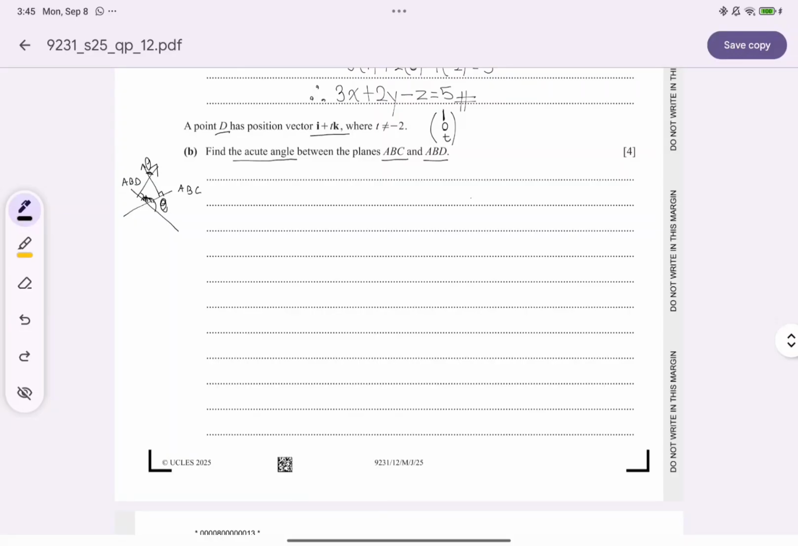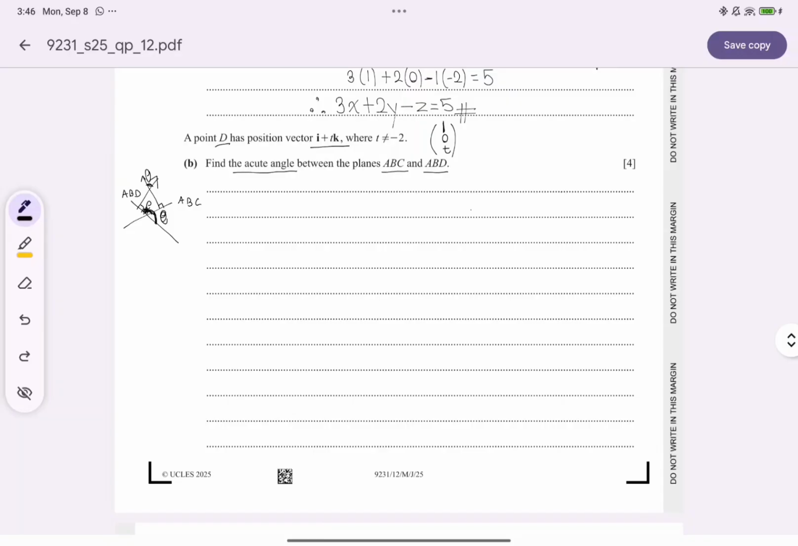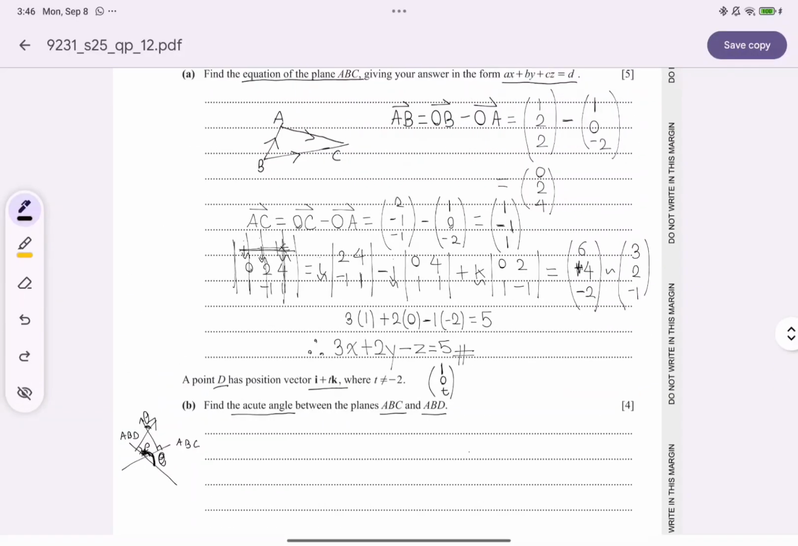If the angle between the normals is an acute angle, then that means this main angle here is obtuse, which is not the angle we're looking for. So we have to use this other angle, which is just the same as the angle between the normals. Okay, there we go. So that's the explanation. So let's get to work.